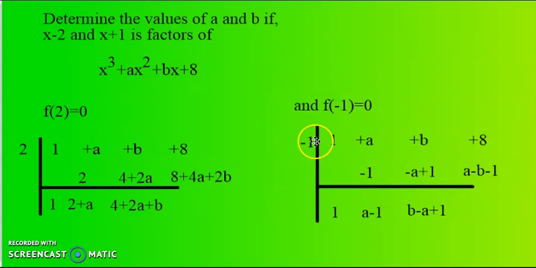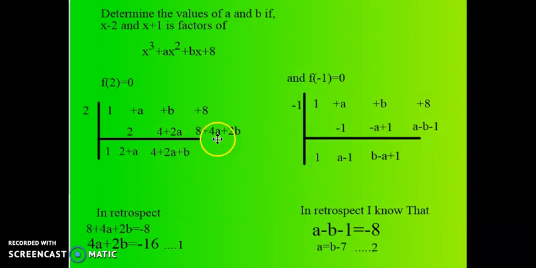And then when I calculate with minus 1, the same here, a minus b minus 1 must be equal to 0. Now I write it in simpler terms. 4a plus 2b is equal to minus 16. That's my first expression. And this one must be equal to minus 8, because I know that this must be minus 8 in order to give a remainder of 0. So I say it must be equal to minus 8.